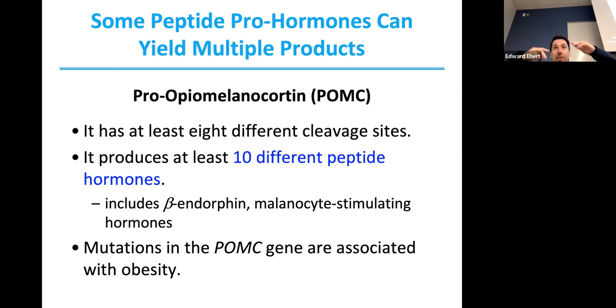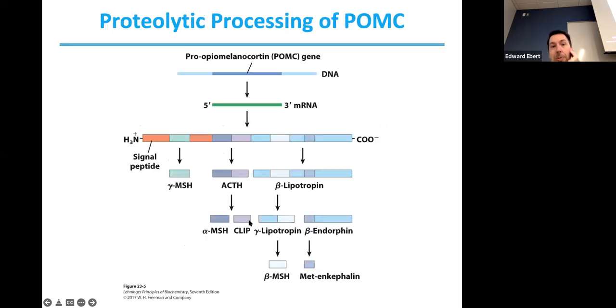So just like we saw insulin, you cleave out the C peptide to make the active form. Our POMC can be in this pro form, and then depending on where you cleave it, you can get 10 different peptide hormones out of it, like beta endorphin, melanocyte stimulating hormones. That should be an E in there. Mutations in this gene are associated with obesity too. So let's look at this generically.